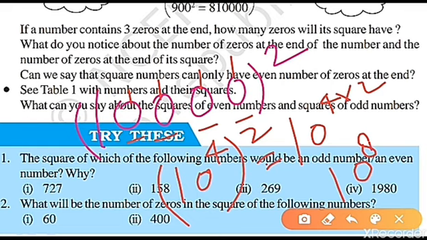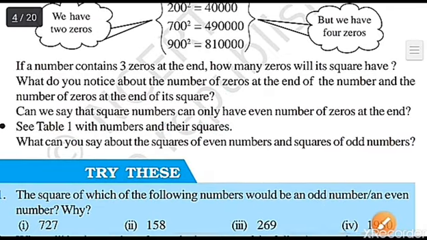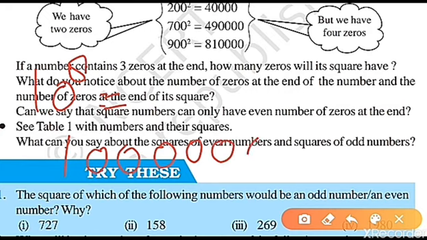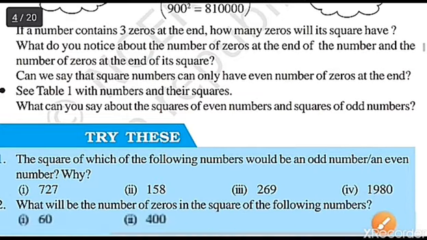What does this mean? If we expand this number, 10 to the power 8 means we write 1 and then write 8 zeros behind it: 1, 2, 3, 4, 5, 6, 7, 8. This is the number of zeros that we can calculate.